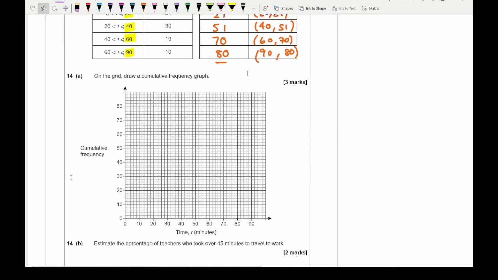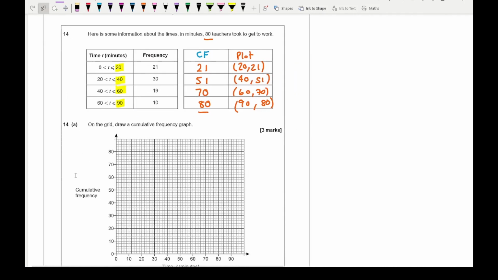And again, I'll try and be as accurate as I can. I might have to zoom out so we can see everything on the screen. So 20 at 21, which again, the scale they give me is not the best. Then 40 at 51, which is just above there. 60 is at 70, which is there. And 90 is at 80.